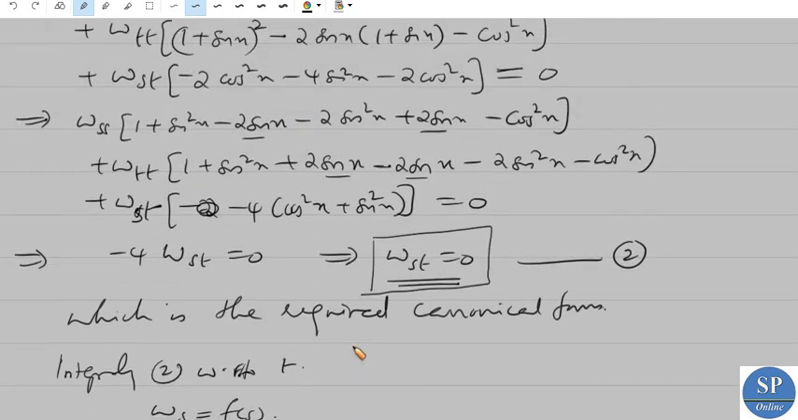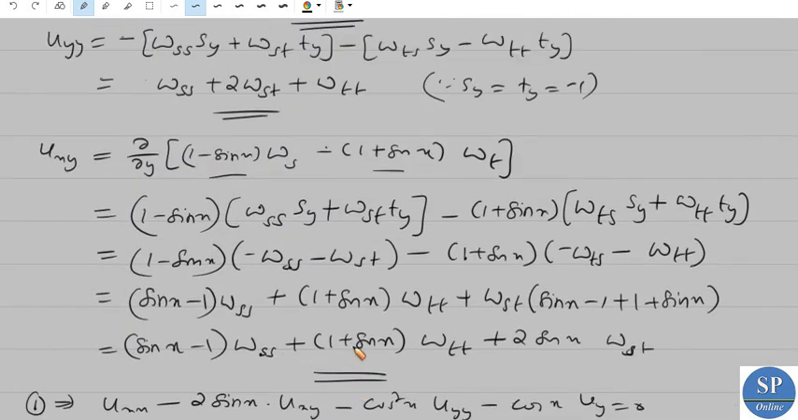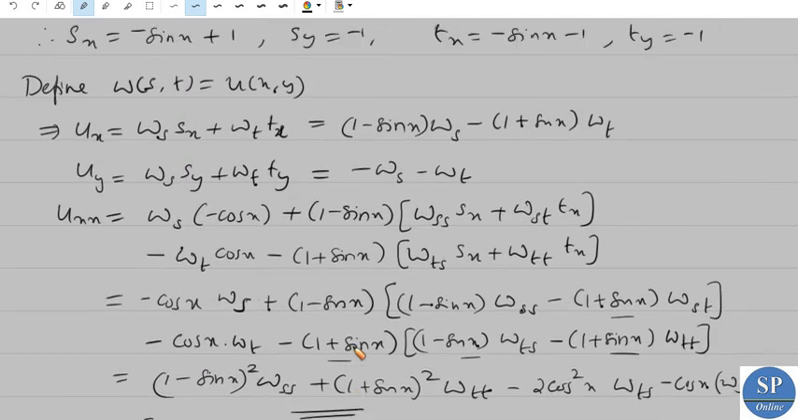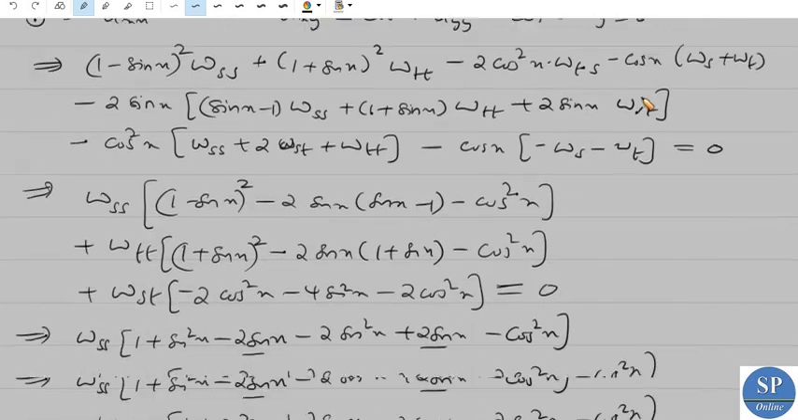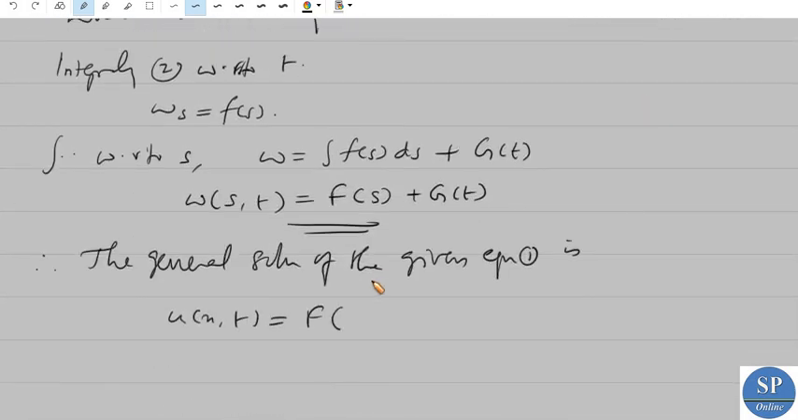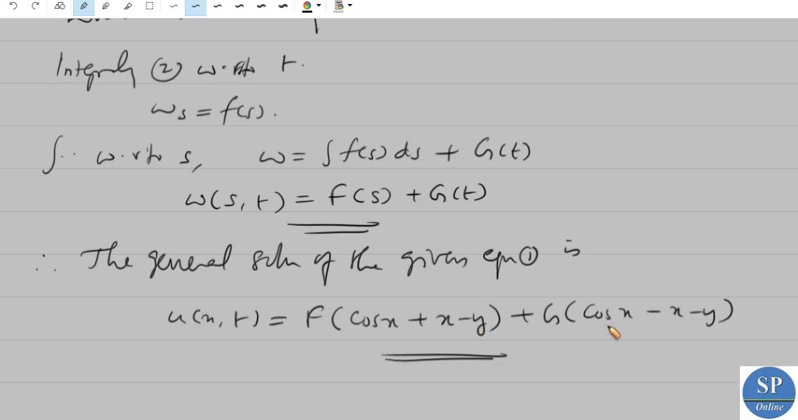What was our s? s is equal to cos x plus x minus y, and t equal to cos x minus y. So we can write the general solution of the given PDE as f of s plus g of t. So f of s is nothing but f of cos x plus x minus y, plus g of t, where t is cos x minus y. So this is the general solution of the given PDE.